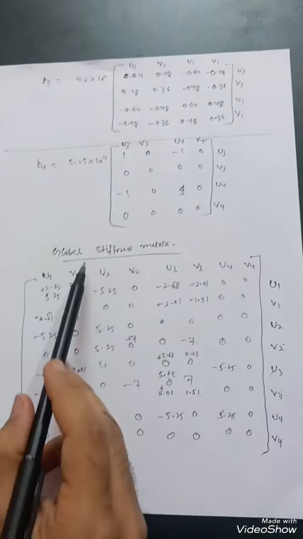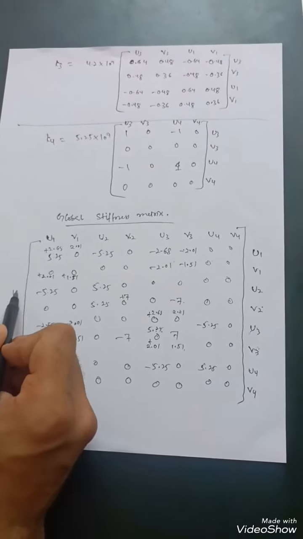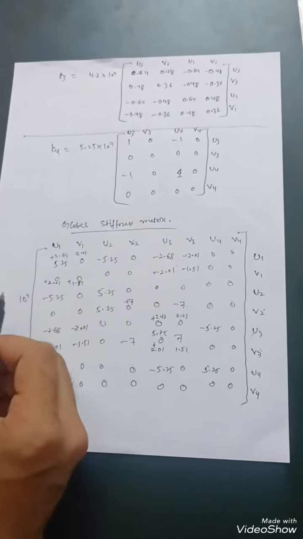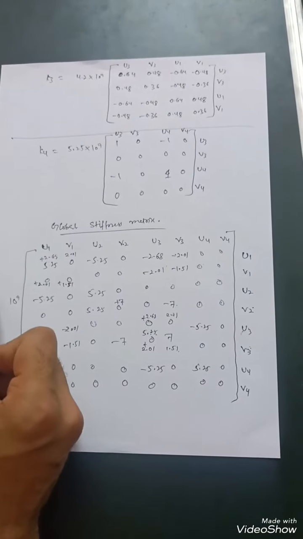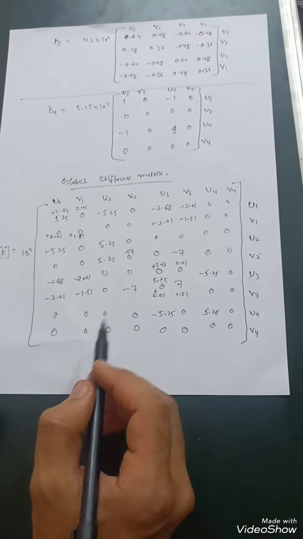So this is your whole global stiffness matrix, and also 10 raised to the power 9 applies to each and every element. So this is your global stiffness matrix. Then after this, you have to apply the boundary conditions and the equilibrium equation.